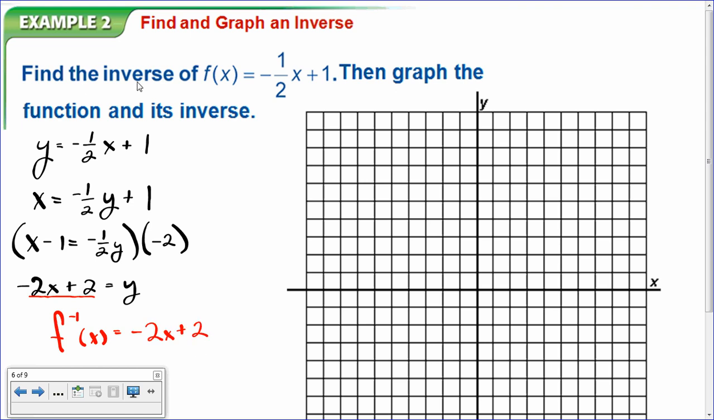Now, that takes care of finding the inverses. Now we need to graph the function and its inverse. To graph these, just go back to what we've taught you before. Your y-intercept on the first one is 1.